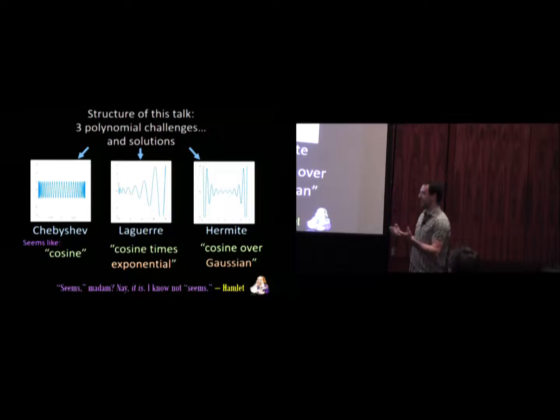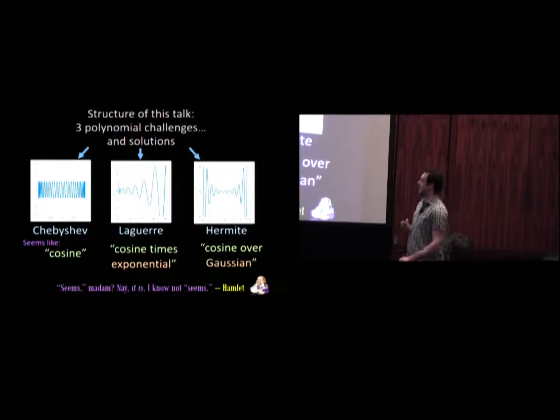Hamlet is protesting that all this court intrigue, he doesn't like it, everyone's pretending to be someone they're not. "And, seems, madam? Nay, it is, I know not seems." So there's no such thing as seems. Either it is or it isn't. There's no such thing as seems. And this is the perspective we'll have here.